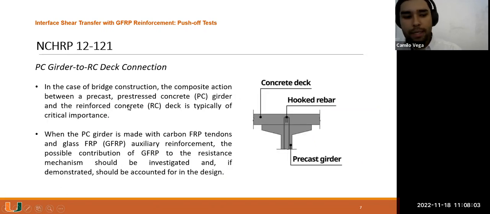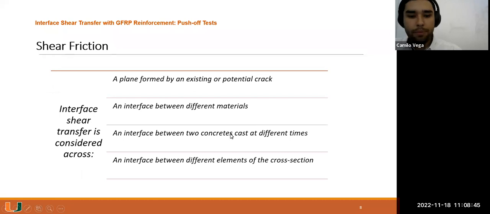Okay, going into more detail, in the case of bridge construction, the composite action between a precast pre-stressed concrete girder and the reinforced concrete deck is typically of critical importance. When the pre-stressed girder is made, for example, with carbon FRP tendons and glass FRP auxiliary reinforcement, the possible contribution of the GFRP to the resistant mechanisms should be investigated, and if demonstrated, should be accounted for in the design. So for that reason, in this topic, we are going to focus on this reinforcement.